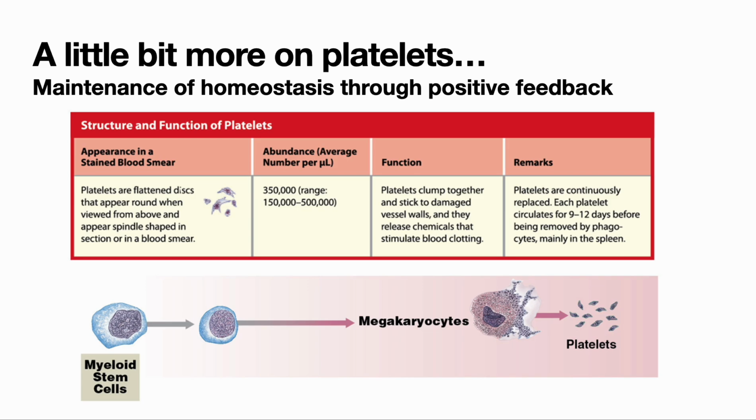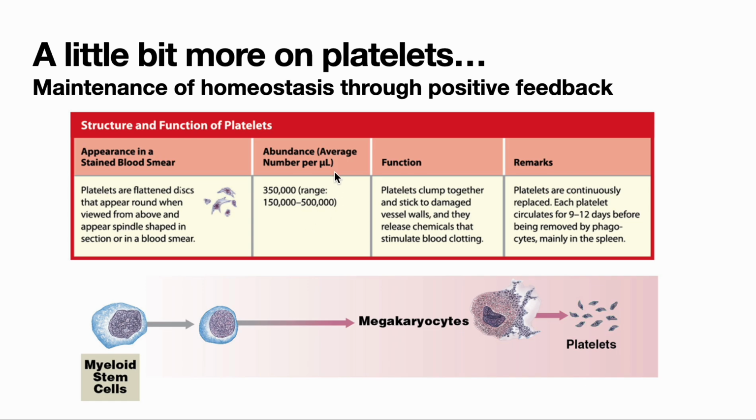Now, in terms of platelets, these are interesting little elements. Their maintenance, or really a better wording might be what they do, their function in homeostasis is managed through positive feedback loops, which are the rarer type. Most homeostasis is managed through negative feedback loops. So again, just to remind ourselves, this is where our hemocytoblasts have divided to form myeloid stem cells, which then go on to become megakaryocytes, which will give rise to platelets. And what they look like in a blood smear are little flattened discs, which I would argue have an unusual shape.